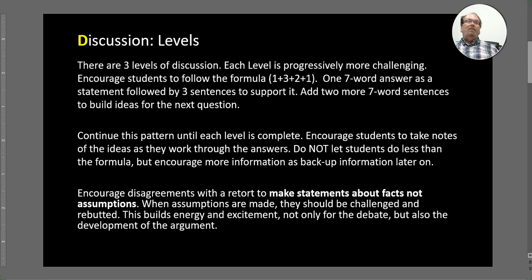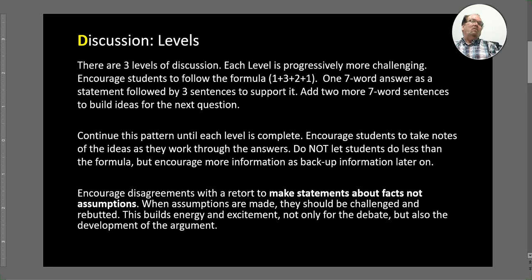One 7-word answer, or as a statement. So when you start talking, you make a statement. Number 1, if somebody asks you a question, you make a statement, that's the answer, followed by 3 sentences of support. Information is number 1. And so you have statement and then 3 statements about the first statement. Add 2 7-word sentences to build ideas for the next question. So now, remember, questions are your direction to change your direction or to continue and get more information.